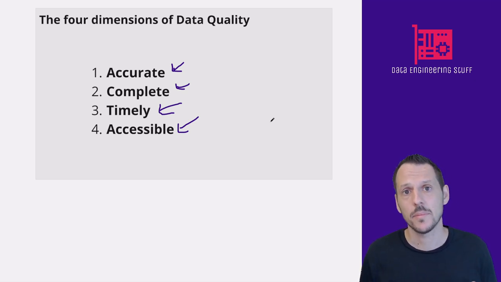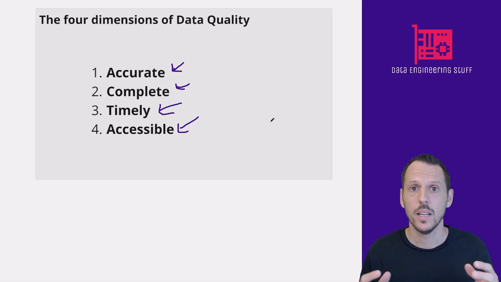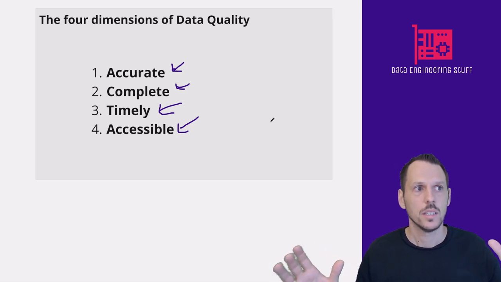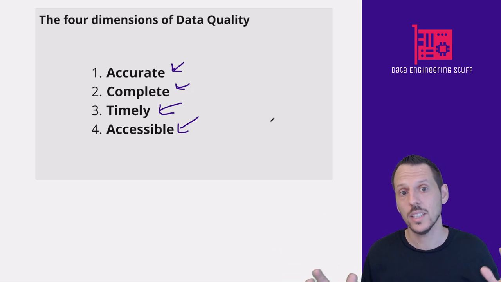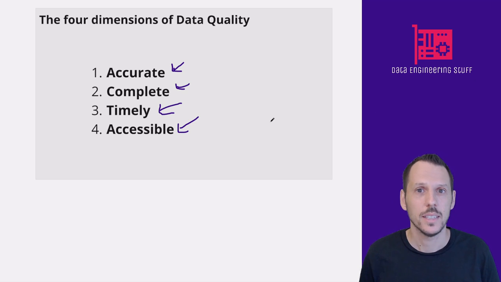So those are, in my mind, the problems with the 4 dimensions. I think you can use them to get a direction, I would say, of where you have to go with your data quality, but in practice it doesn't help a lot.